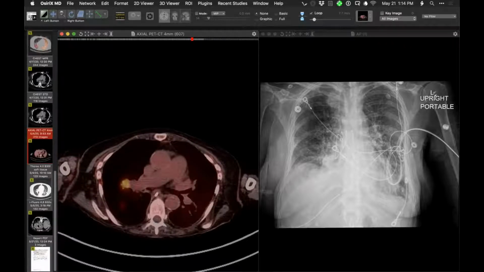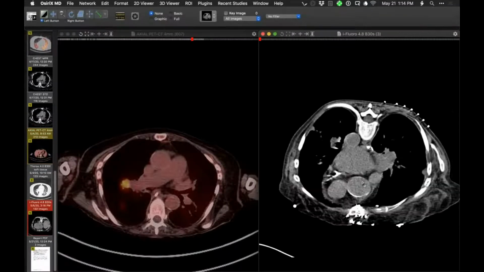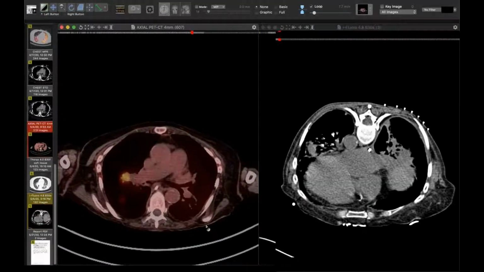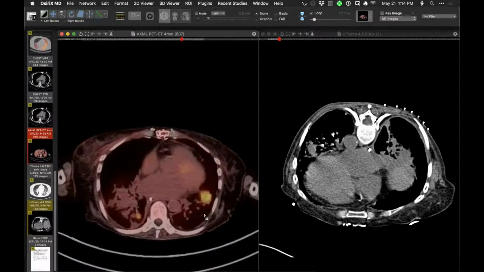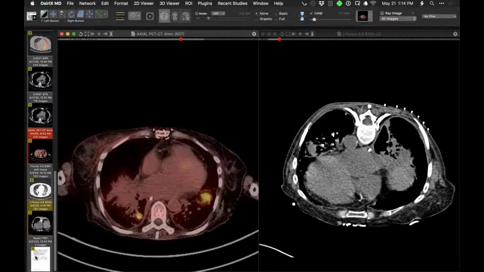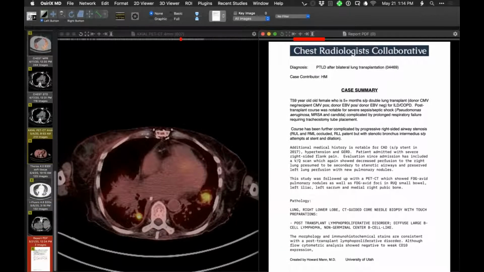And eventually a CT guided biopsy was done of one of the right lower lobe nodules. And indeed, this is PTLD. So this is a case of PTLD. The features are pretty consistent with that. Parenchymal disease, not sure about nodal disease. Disease outside of the chest, although they were not biopsied. This is a diffuse large B-cell lymphoma and a PTLD case.